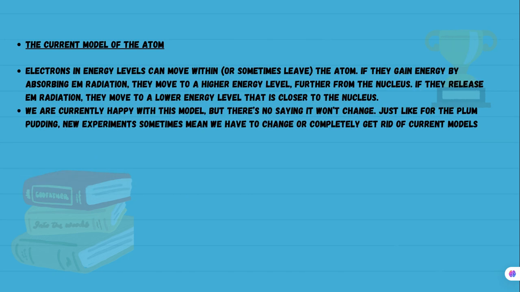Electrons in energy levels can move within or sometimes leave the atom. If they gain energy by absorbing EM radiation, they move to a higher energy level, further from the nucleus. If they release EM radiation, they move to a lower energy level that is closer to the nucleus. We are currently happy with this model, but there's no saying it won't change, just like for the plum pudding. New experiments sometimes mean we have to change or completely get rid of current models.